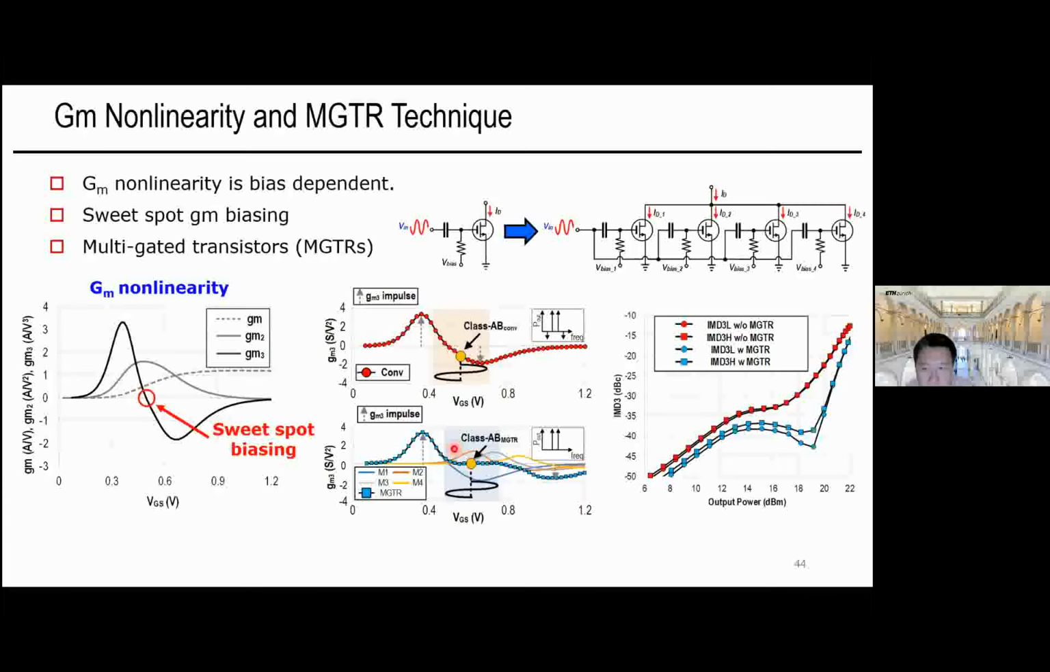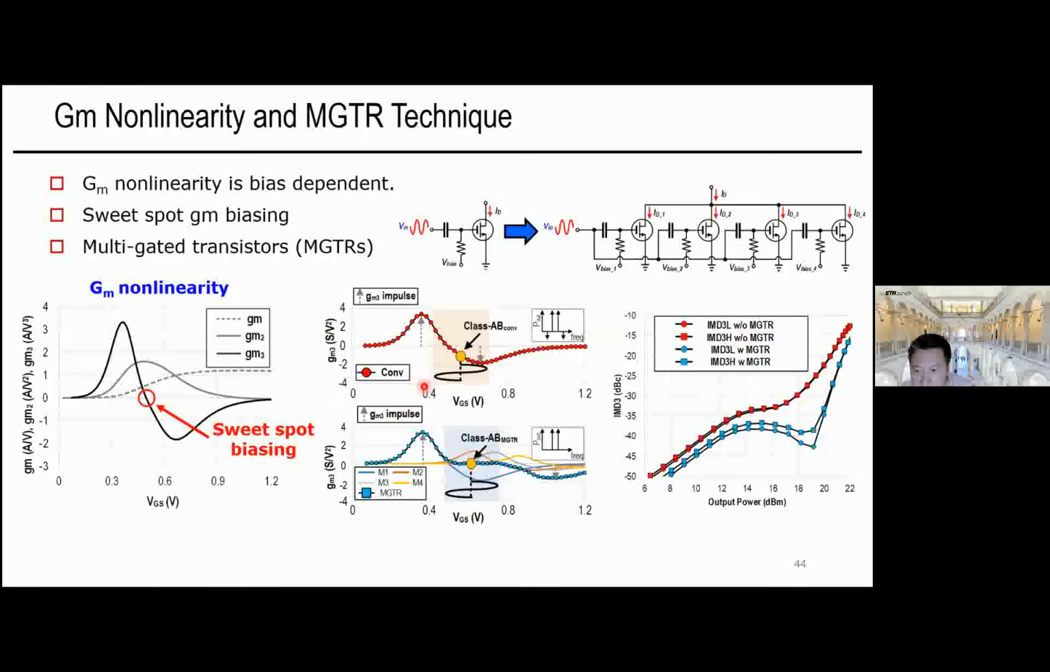For example, the first one is called the transconductance nonlinearity, also called the gm nonlinearity. It is often the major reason for AM to AM distortions. The gm nonlinearity is bias dependent. If we plot the linear term gm, the second order term gm2, and the third order term gm3 versus VGS, the biasing voltage, we can find the particular VGS bias where gm3 is 0. This is called the sweet spot gm biasing. However, as we can see, this is probably only valid for small signal levels, because this gm3 is around 0 only across the small signal range, which is typically not applicable for PAs.